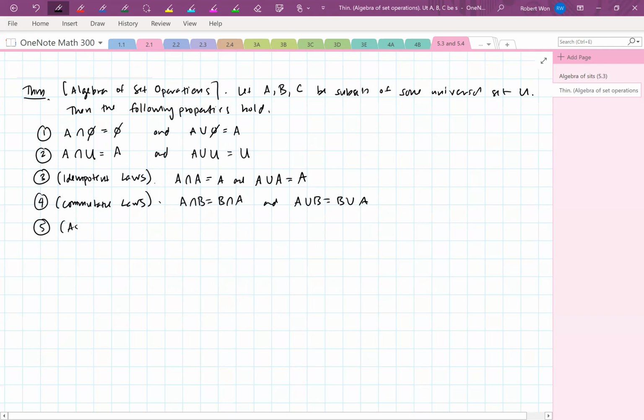Okay, 5, the associative laws. This says that intersection and union are both associative set operations. So it doesn't matter if you're only doing intersections or if you're only doing unions, the order in which you perform them doesn't matter. Okay, if you mix intersections and unions, though, the order will matter. We'll see that in a second.